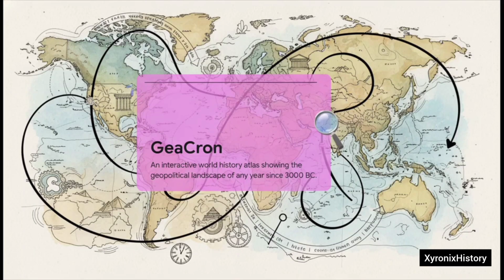And that's exactly where GeaCron comes in. Honestly, think of it less like an old-school atlas and more like your own personal time machine. It's this super powerful tool that maps out the entire political world for any, and I mean any, year over the last 5 millennia. It's the solution we've been waiting for.